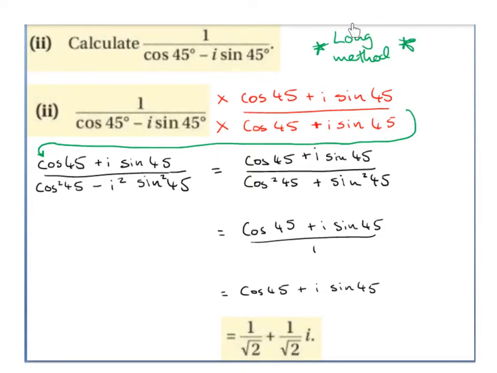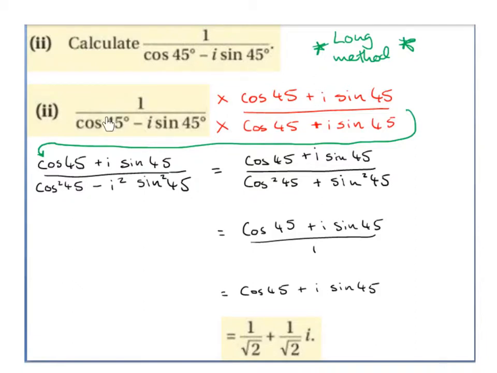So this is the long method. So similar to what we did in the last example, we're going to multiply the numerator and the denominator by the conjugate of the denominator. So we basically just change this minus to a plus. So multiplying 1 by cos 45 plus I sine 45, we get cos 45 plus I sine 45.